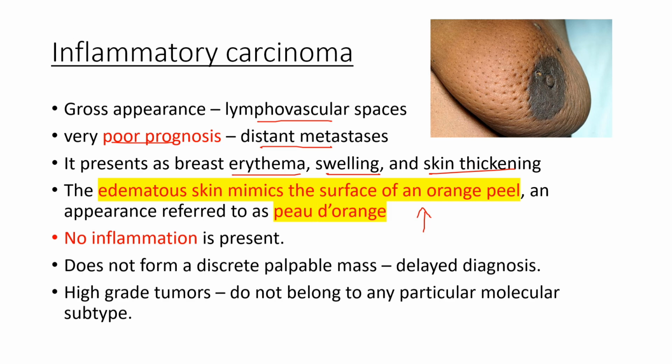This is the image of a breast showing peau d'orange appearance. The name is inflammatory carcinoma, but you can see no inflammation in them. They do not form a discrete palpable mass, so there will be delayed diagnosis. Only when a patient notes a palpable mass will they come to the OPD for diagnosis. These are high-grade tumors, but they do not belong to any particular molecular subtype, like ER positive or HER2 positive.